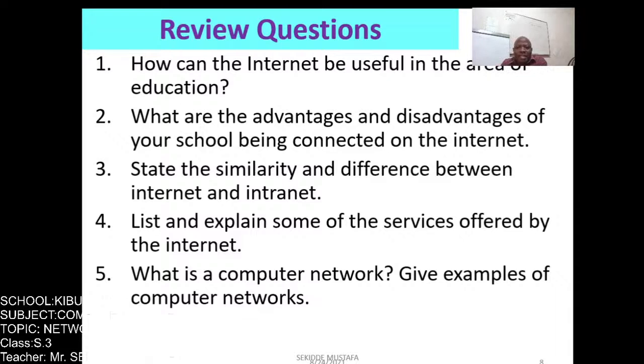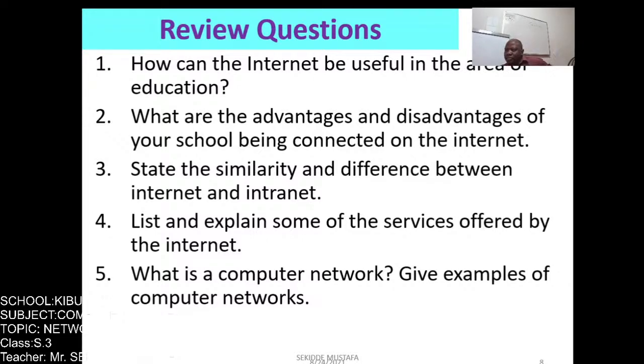Then, what are the advantages and disadvantages of your school being connected to the internet? I think now you know some of the advantages. Then, number 3, state the similarities and differences between the internet and an intranet. I said we shall go into the discussion room to get some of this, but remember I'm talking about internet and intranet. These are two different words. Then number 4, list and explain some of the services offered by the internet. What services do we get from the internet? I think during our discussion I talked about that.